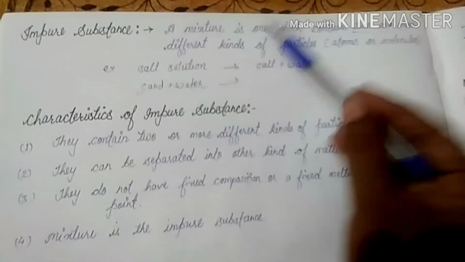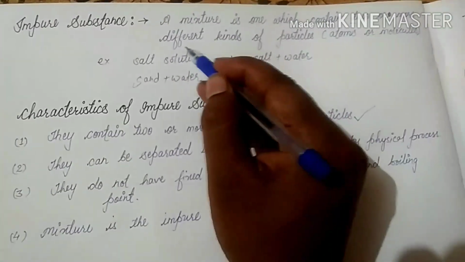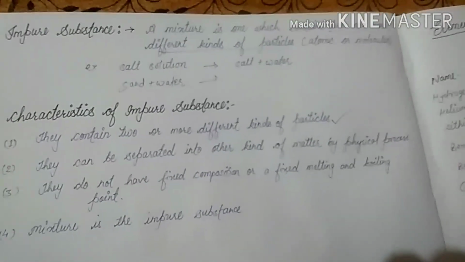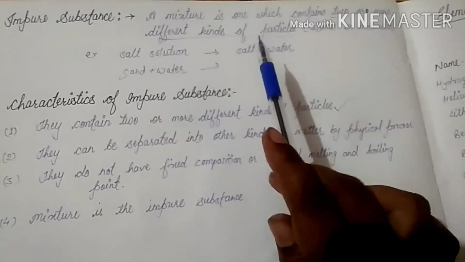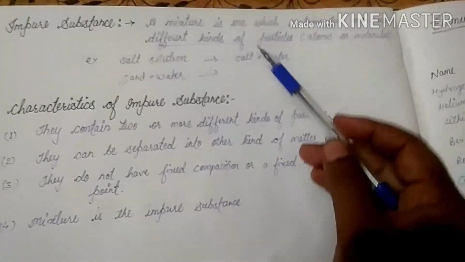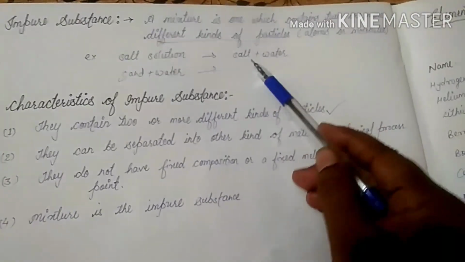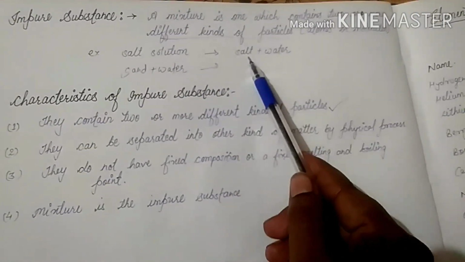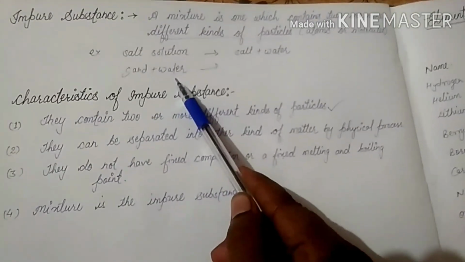Impure: a mixture is one which contains two or more different kinds of particles. This is the reason, children, they contain different types of particles. But in pure substances, we have studied that they contain only a single type of particles. So those substances or mixtures which contain different kinds of particles will be impure substances. For example, salt solution is the combination of different particles, that is salt and water. Second is sand plus water.